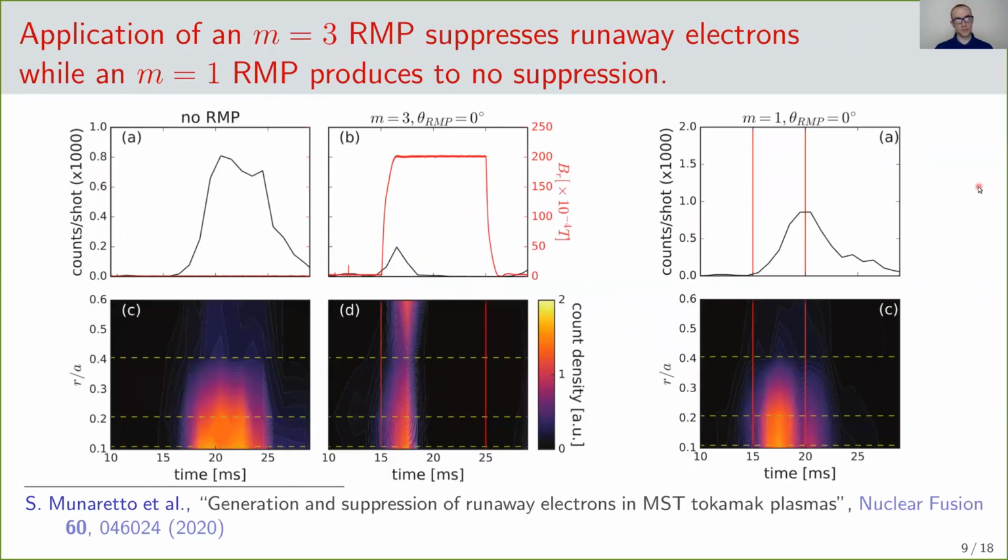So the experiment found that when they applied a poloidal mode number 3 RMP, they were able to suppress runaway electrons, but poloidal mode number of 1 did not have similar suppression. You can see that with the X-ray counts when they have the applied RMP field.